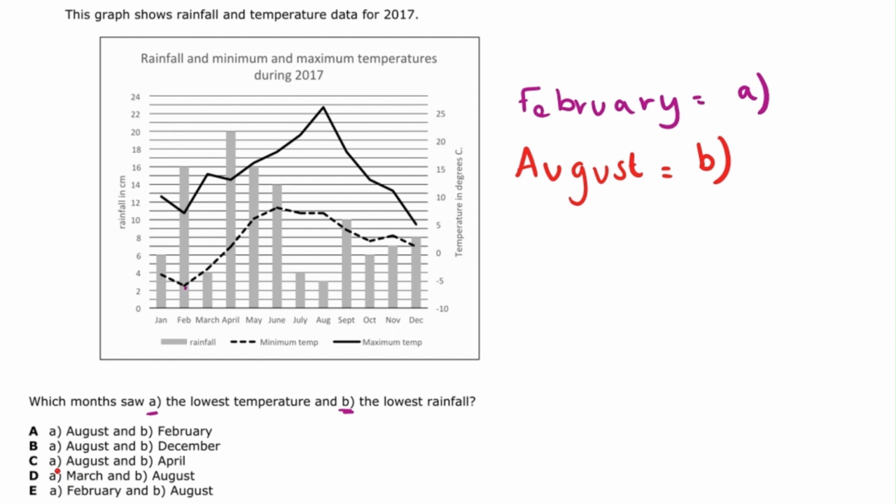Now we've got to find the option that matches. So we know that it could be E or A. But E has February as A, correct, and August as B, which is correct. Option A has the same thing, but February is A, and you can't make it B. That's why A is wrong. That's why we know that E is the answer.